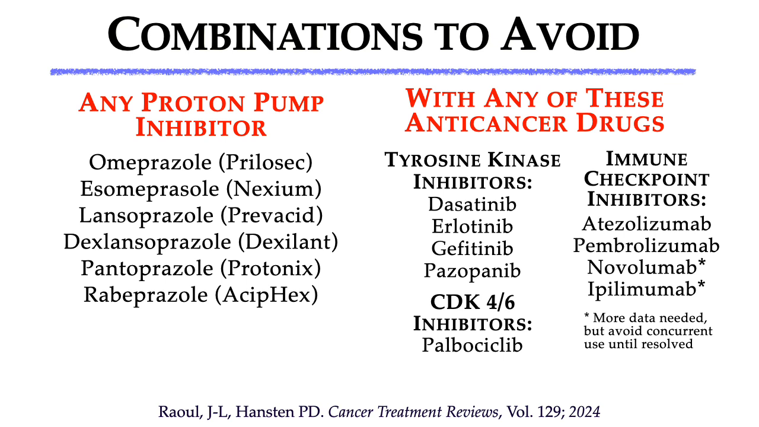And by the way, H2 blockers and antacids are much less likely to interact because unlike PPIs, they don't last 24 hours and you can space the doses. So if the patient absolutely needs reduced acid in the gut, use one of those. You can get around the interaction if you use an H2 blocker or antacids.